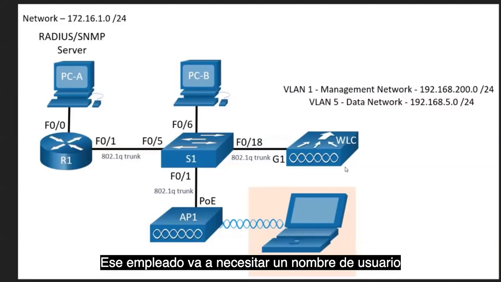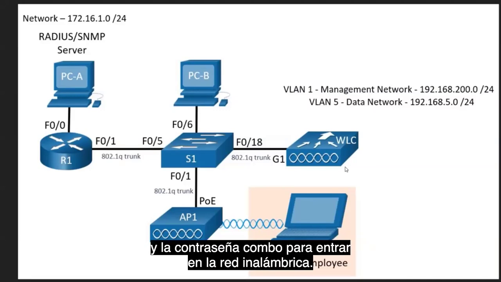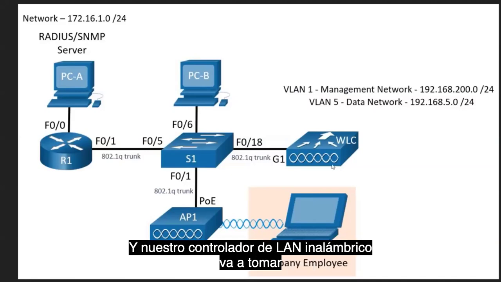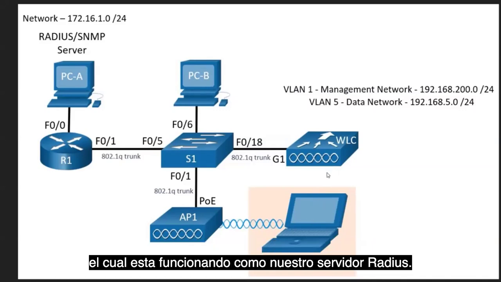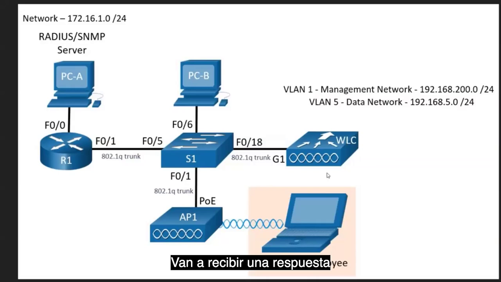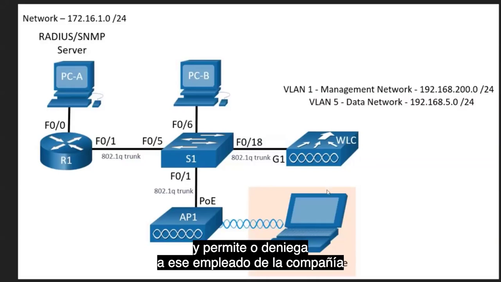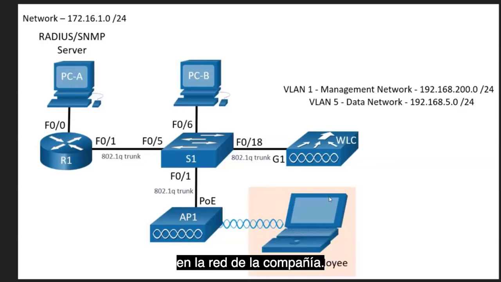That employee is going to need a username and password combo to get on the wireless network, and our wireless LAN controller is going to take those credentials that are submitted by the user, and they're going to forward them over to PCA, which is running as our Radius server, and it'll get a response back and either allow or disallow that company employee on the company network. So let's get started in configuring the wireless LAN controller.